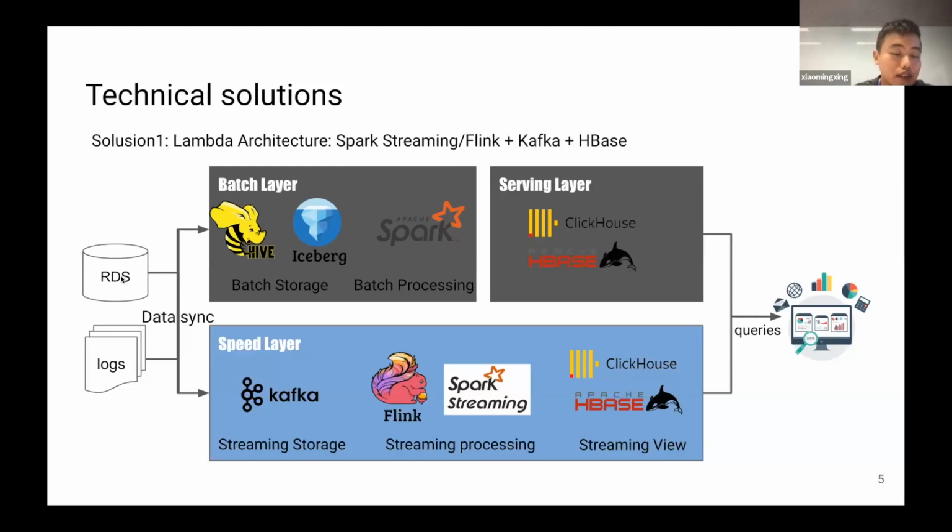From the left side, the data will be synced into the speed layer as well as the batch layer. By using streaming ingestion, it will be synced into Kafka, which means you capture your CDC or directly send the log to Kafka, which is streaming storage. And then it will be processed by a processing engine like Flink or Spark Streaming. Spark Streaming does micro-batch processing, batch by batch, but Flink is event based. After processing, it goes into a streaming view, which is a serving layer. You put your data inside HBase or ClickHouse or another NoSQL database like MongoDB, or even MySQL.